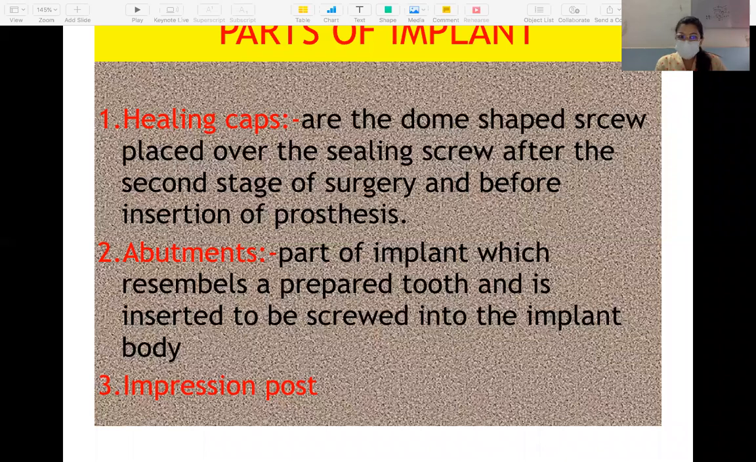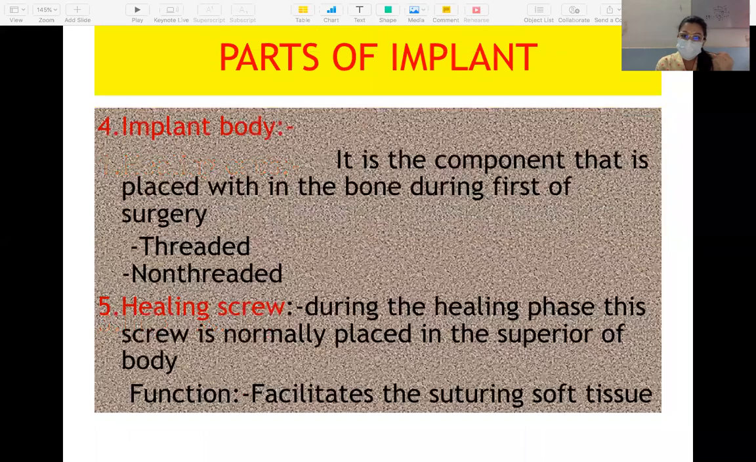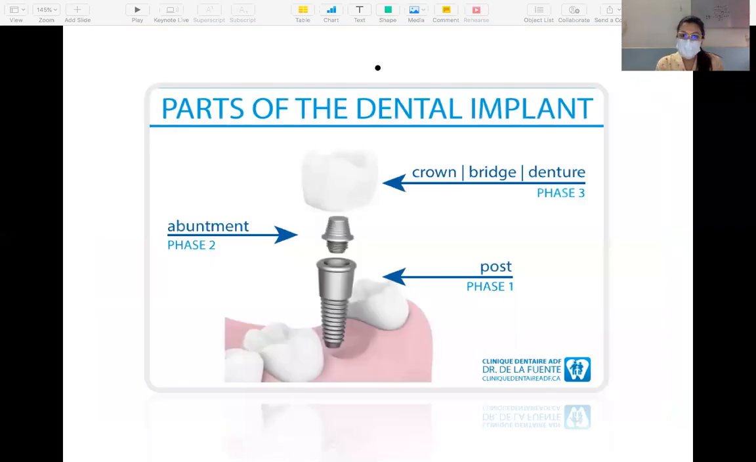Parts of the implant, like I've shown you, the basic parts being the implant itself, the abutments, and the prosthesis. Apart from that, healing caps and impression posts are also used. The implant body, the complete implant, and healing screws are also used for various phases of implant placement. This is the implant parts.